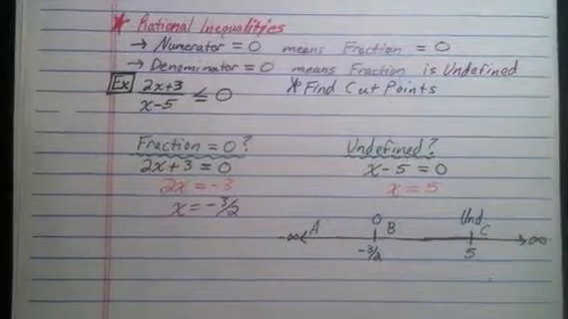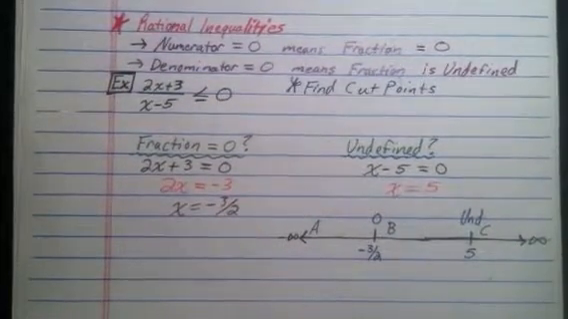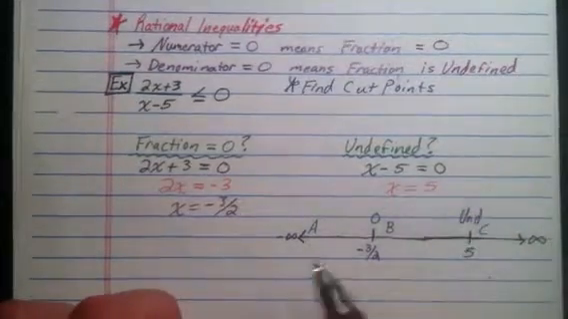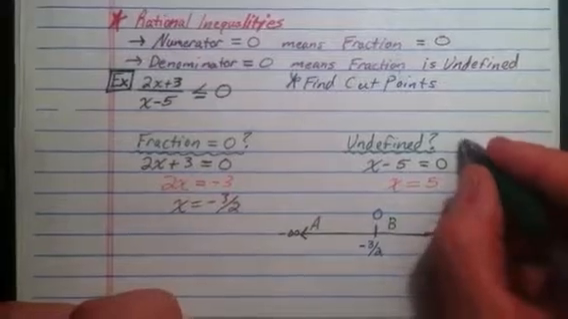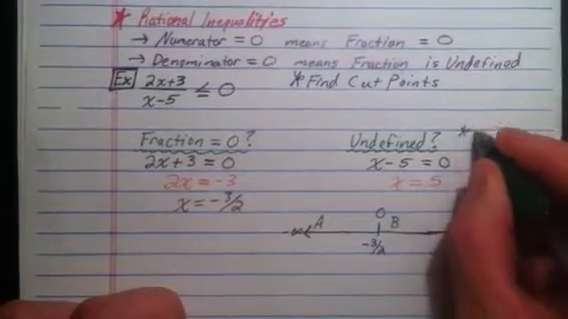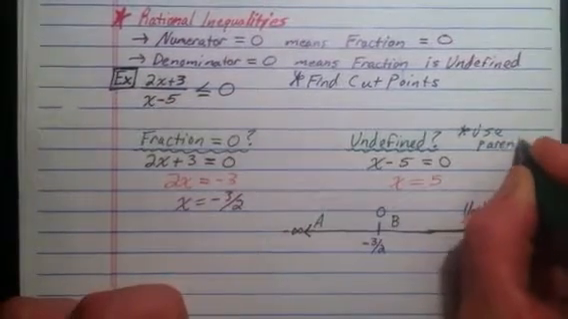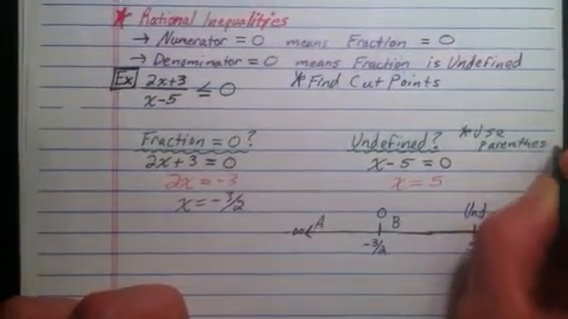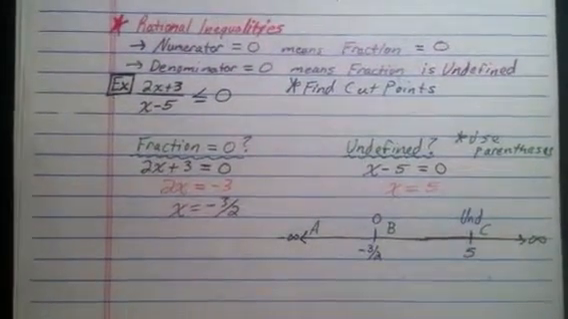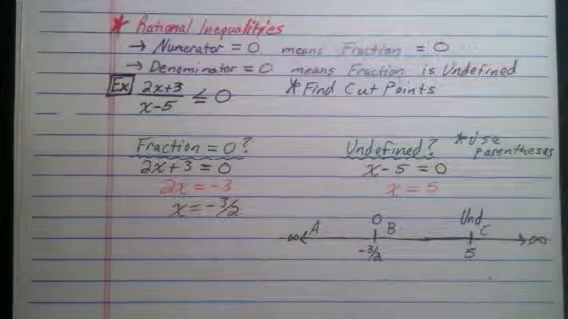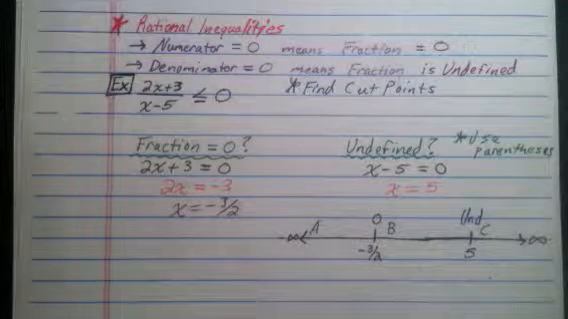And one thing, before we even go any further: when you have a value that makes it undefined, we always use parentheses for this when we write our answer in interval notation. We always end up using parentheses at that point. Okay. So that will be more when we get to the final answer.